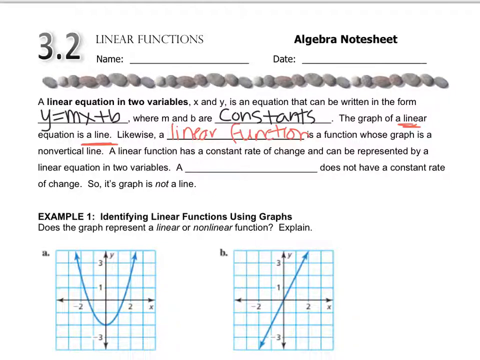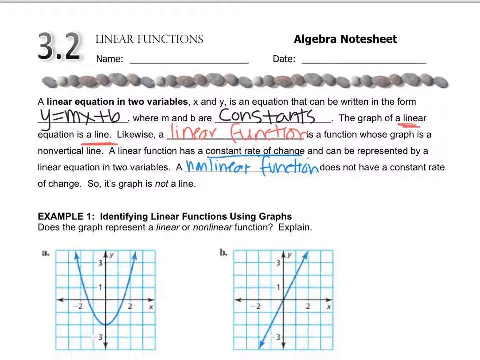A linear function has a constant rate of change, and we're going to talk about rate of change. You also kind of know rate of change. You talked about it last year in 7th grade with the phrase constant of proportionality. So that's kind of like the rate of change. We're going to extend it a little this unit. And a nonlinear function does not have a constant rate of change. So therefore, it doesn't create a line.